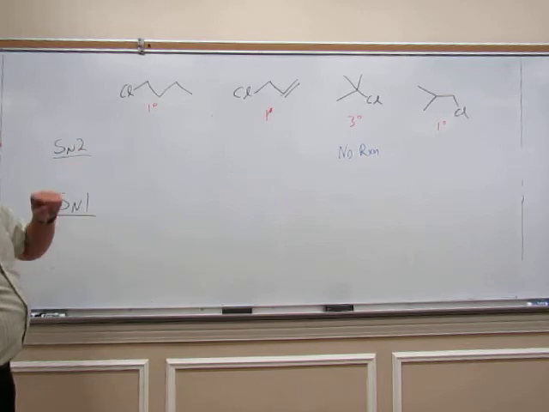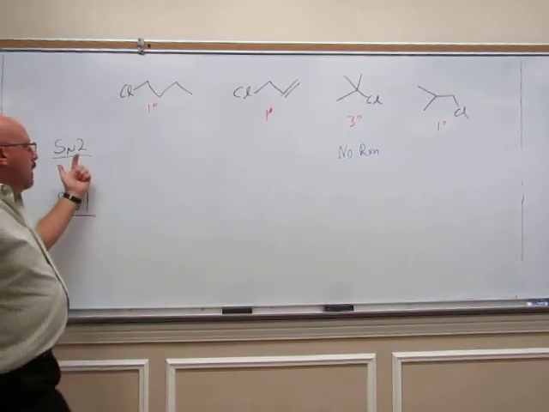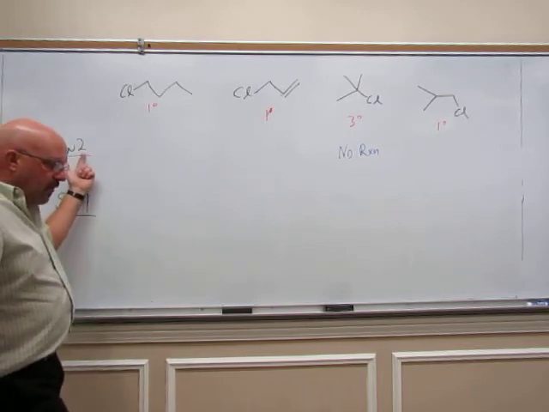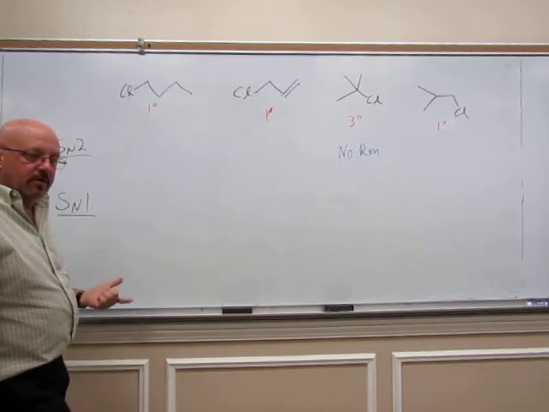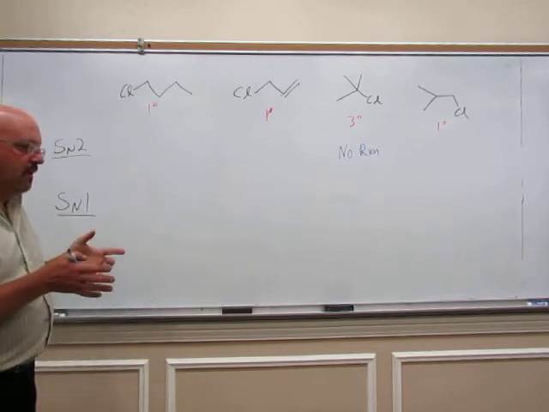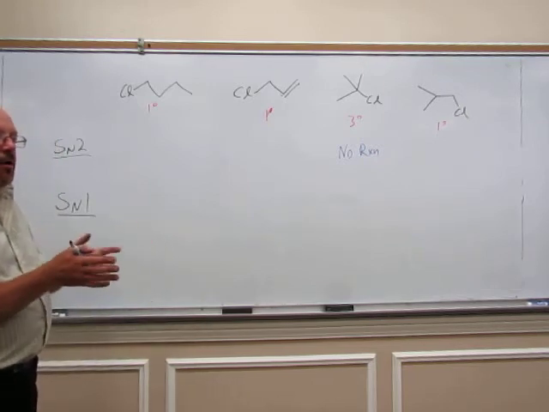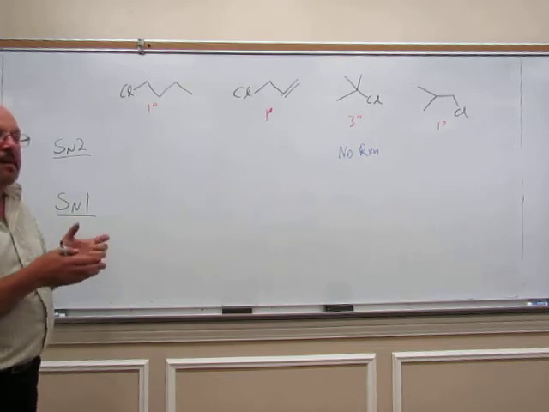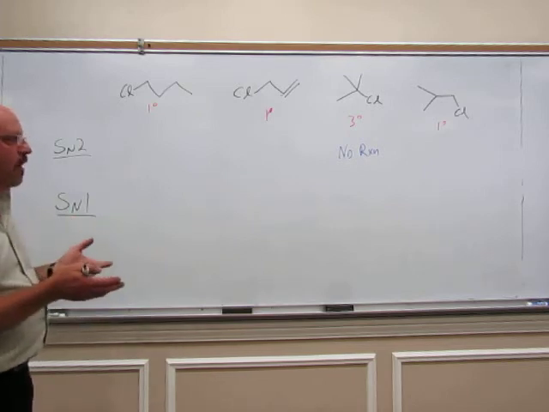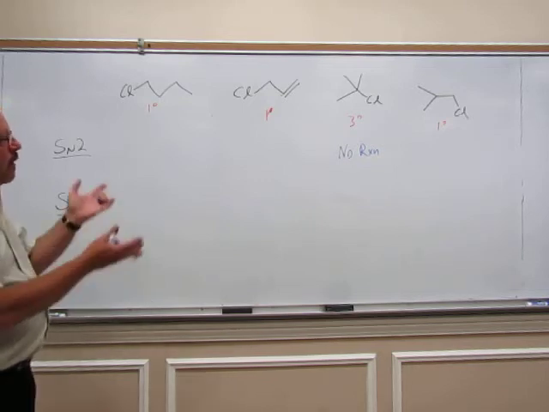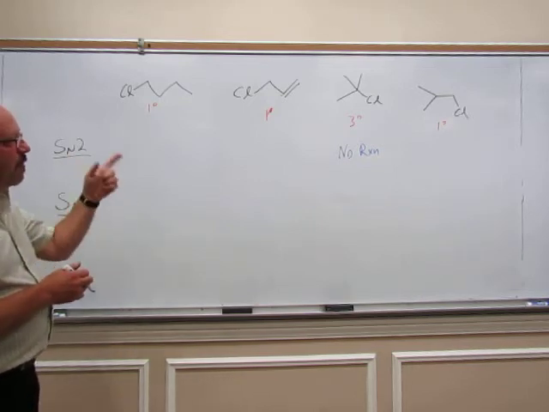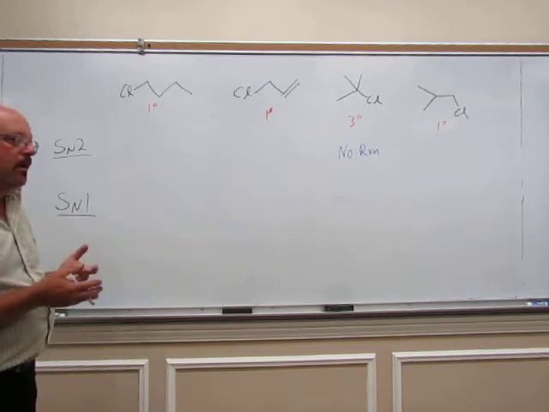Now the other three are all primary. Remember with SN2, the reason the methyl halide reacts the fastest is because it's got less sterics around it. It's completely open, that carbon is completely open to get backside attack. SN2 is all about backside attack. So there's no sterics for a methyl halide. Now we don't have a methyl halide. We have primary, but again we're looking at sterics.